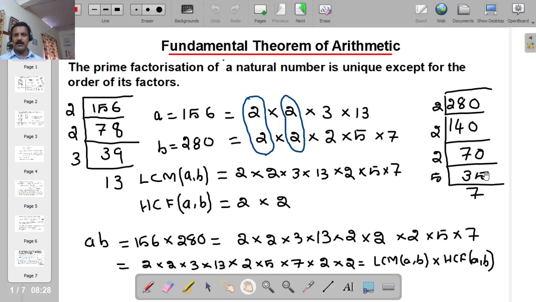It is not divisible by 3 as well, because 3 plus 5 is equal to 8 and 8 is not divisible by 3. But we know numbers ending with 5 and 0 are divisible by 5. So 35 is divisible by 5, resulting in 7. 7 is a prime number, so further factorization is not possible. So 280 is equal to 2 times 2 times 2 times 5 times 7.